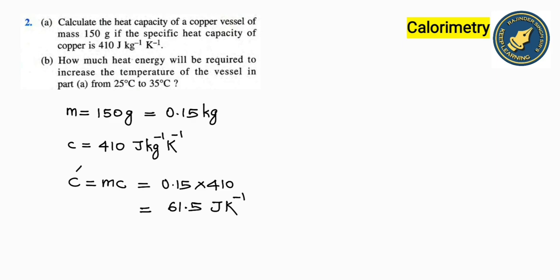In some new textbooks I think it is 200 grams. So instead of multiplying with 150 grams you have to multiply with 200 grams. Method will be the same. Second part, how much heat energy will be required? Q is asked and how much is delta T given to you? Let us see that. Here is the delta T. So delta T is from 25 to 35, that means 10 degrees Celsius. And they have asked Q.